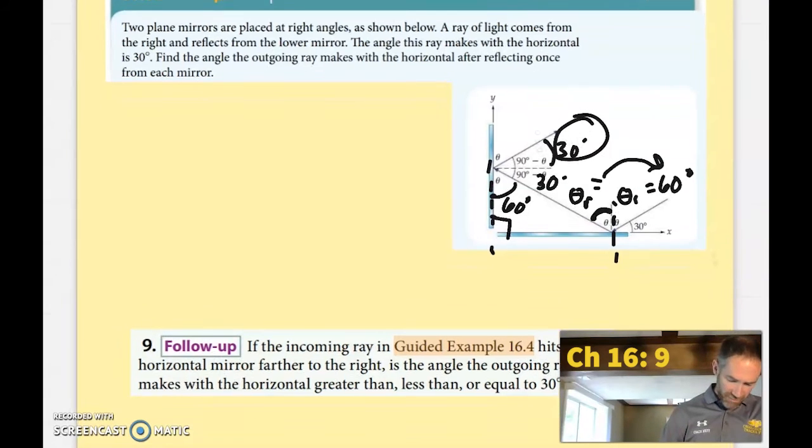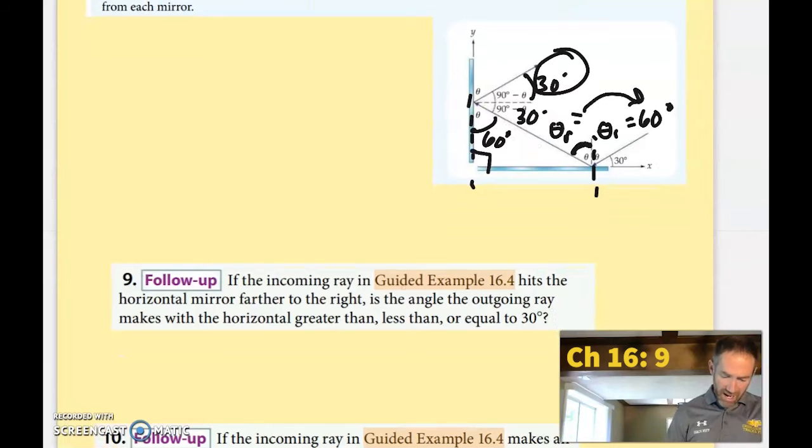Now on this number 9 follow-up, it says if the incoming ray in the example hits the horizontal mirror farther over to the right, what's going to happen to that 30 degrees? Well, if this 30 degrees doesn't change, then nothing's going to happen to it. So if I extend this mirror out to the right a little bit, and now here it hits, you're still going to get a 60-degree angle of incidence, you're still going to get a 60-degree angle of reflection, and see how this is just going to be parallel. It's going to hit up higher, but it's not going to change the angle.